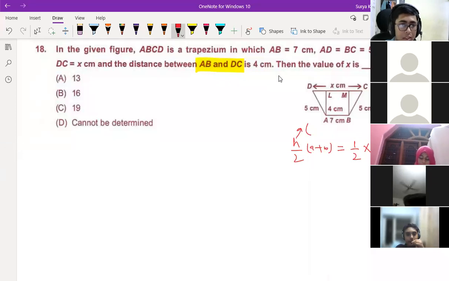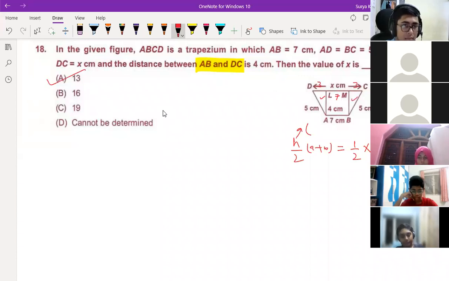Ritvik: LM is equal to AB, so the middle of DC is 7 centimeters. The other two triangles are equal. So 5 and 4, Pythagoras, 3. 3 on both sides, so 7 plus 3 plus 3, 13. Yes, 13 is correct. Very good. I initially thought ABLM is a square, but then I got to know it's a rectangle because one side is 7 and one is 4.